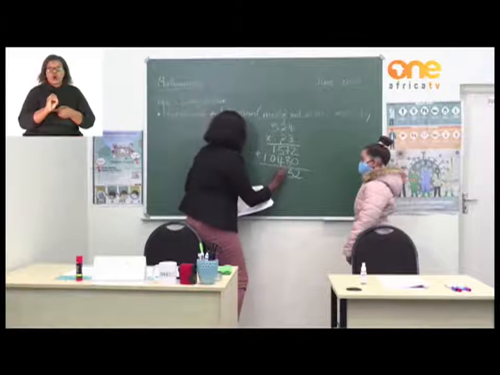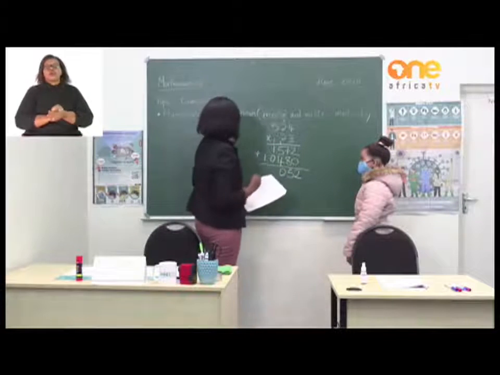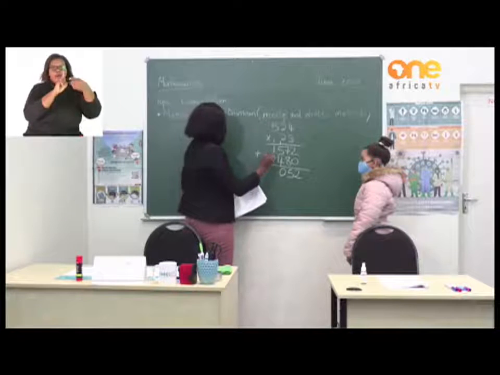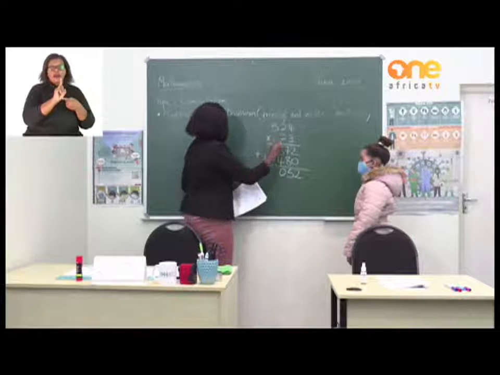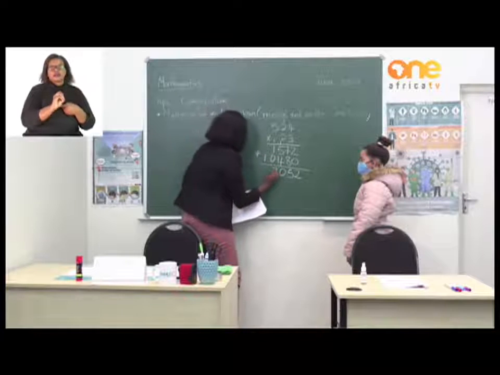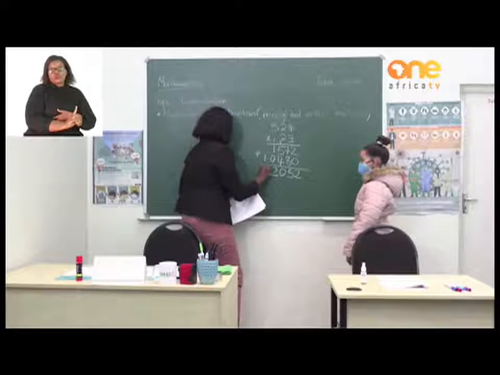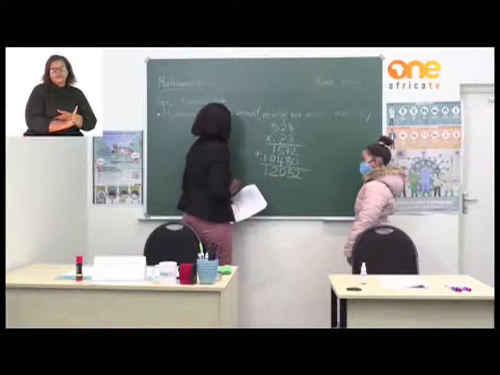is 10. We write our 0 there, carry over the 1. Good. Now we have 1 plus 1 plus 0. What is our answer? Which is 2. And then what will happen with our 1? We bring down our 1 here.